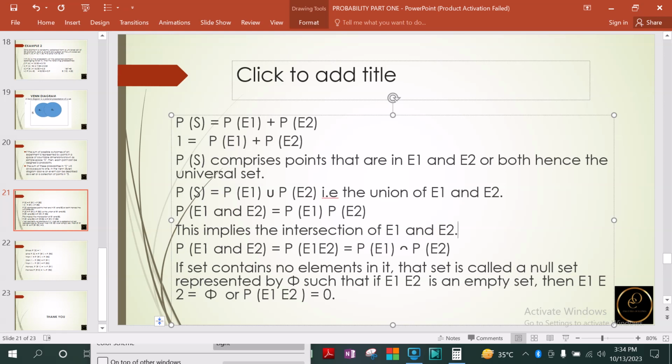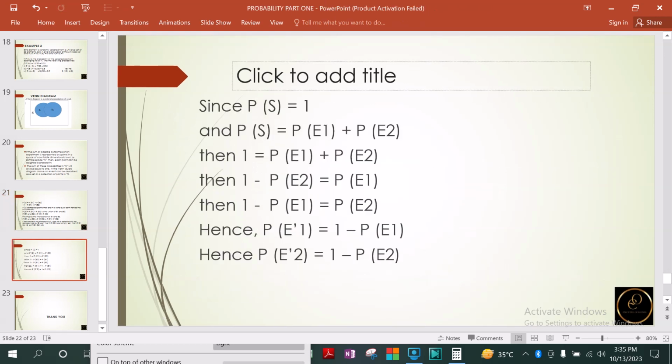That's what it is. Now, the other thing that you need to understand under probability is that if a set contains no elements in it, that set is known as a null set, represented by the Greek letter phi, such that if event 1 and event 2 is an empty set, then event 1 and event 2 is equal to phi, or probability event 1 followed by event 2 is equal to 0, because when you multiply this, it will still be 0. 0 times 0 is 0. Okay, so that's what we have there.